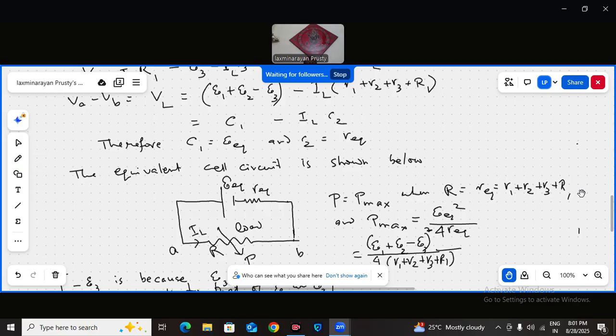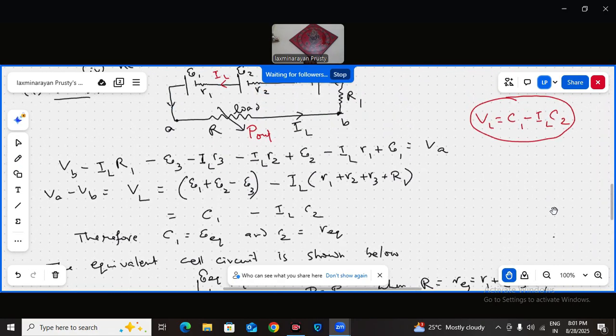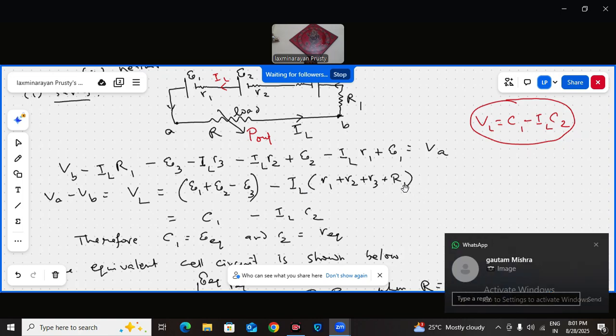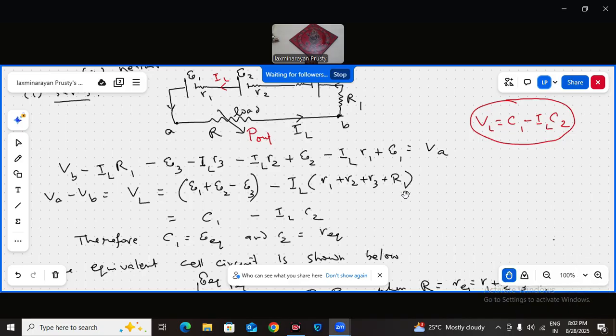If you are able to see this. So VA minus VB is VL is E1 plus E2 minus E3 minus IL common into R1 plus R2 plus R3 plus capital R1. So now VL is equal to, this is my C1, this is my C2. So I can directly write it here. This is the C1, this is the C2. Yes or no?